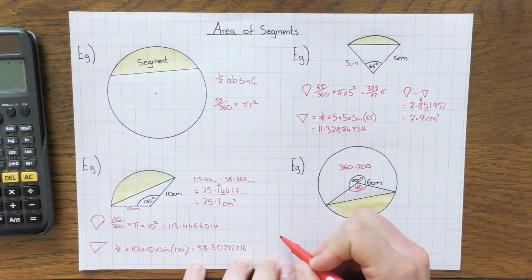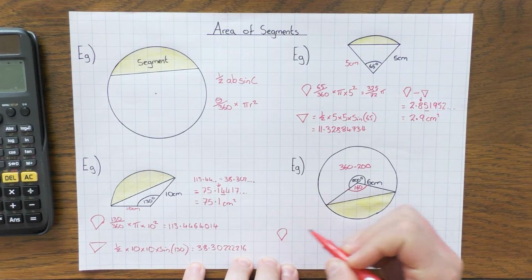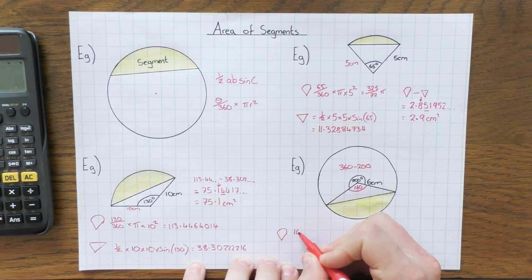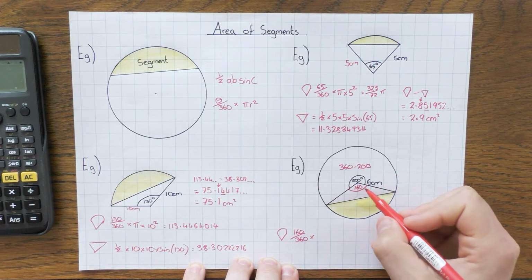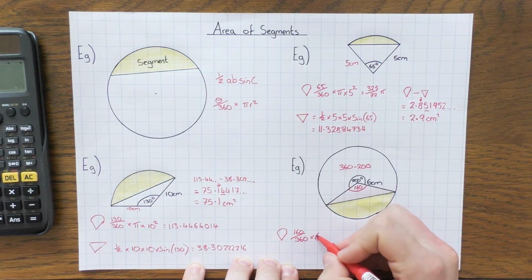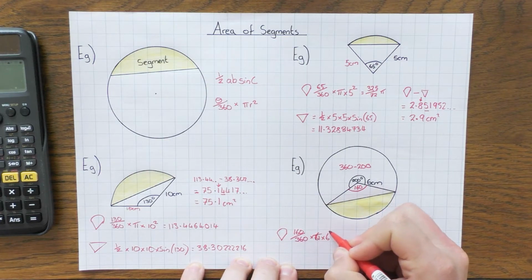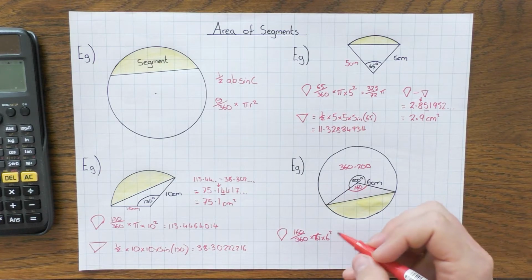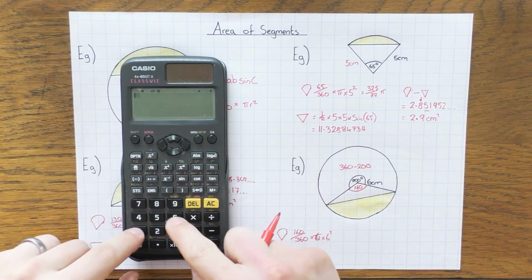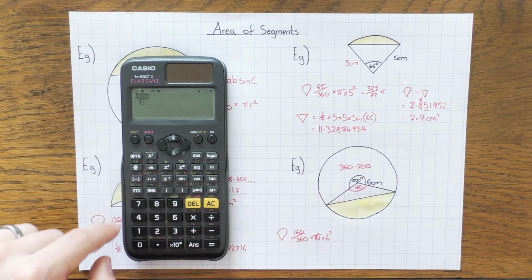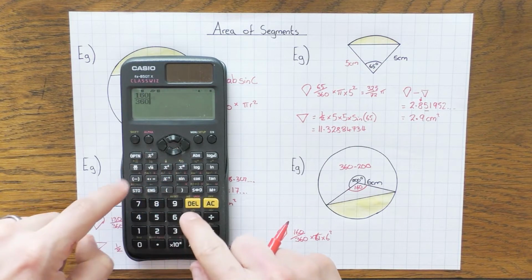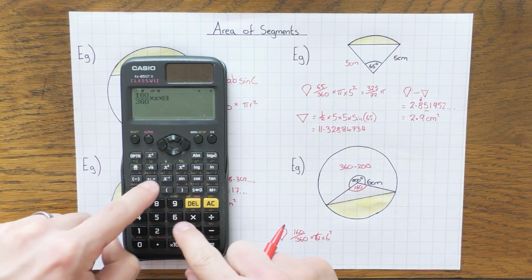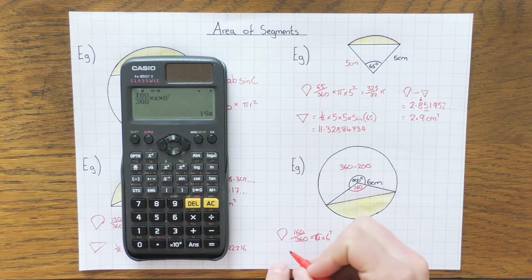So let's work out the sector. We have our angle of 160, which we were very careful not to fall into that trap, times by pi times by 6 squared, which gives us 16 pi's. That's nice.